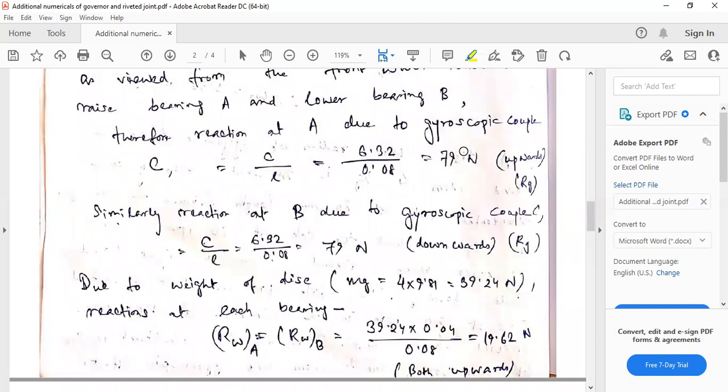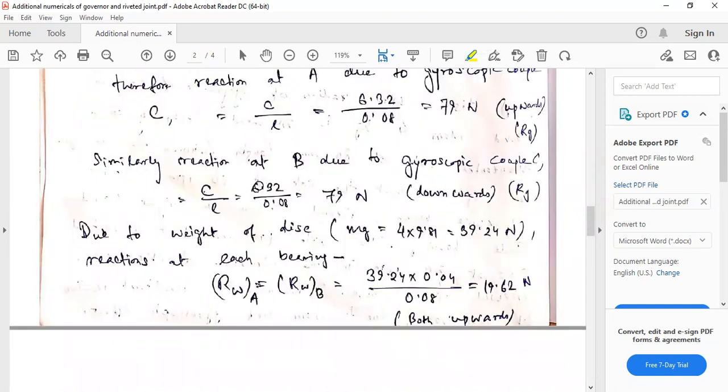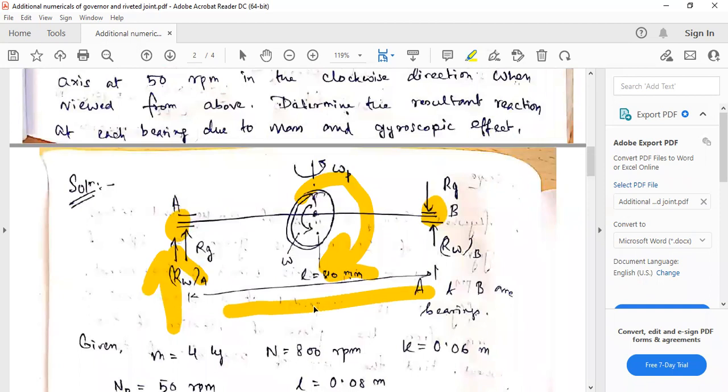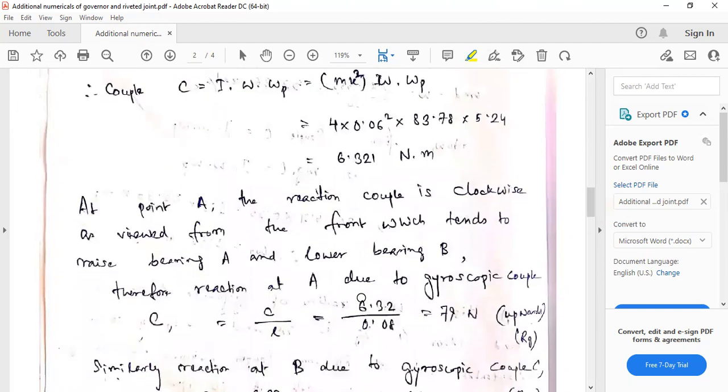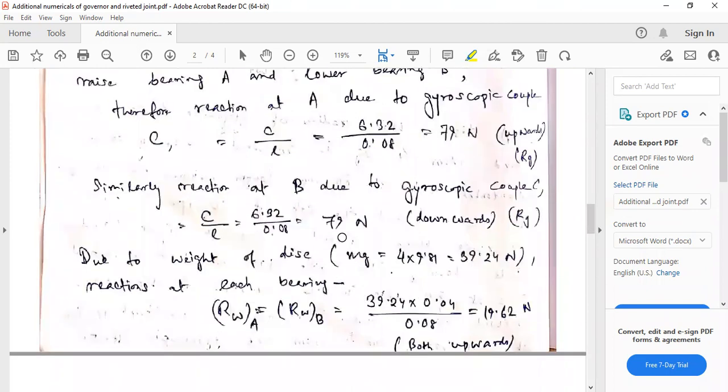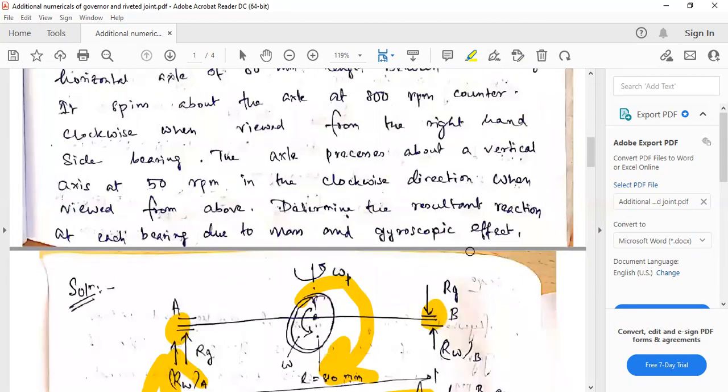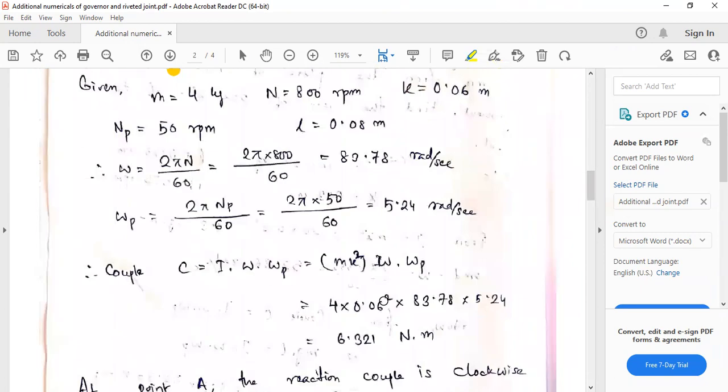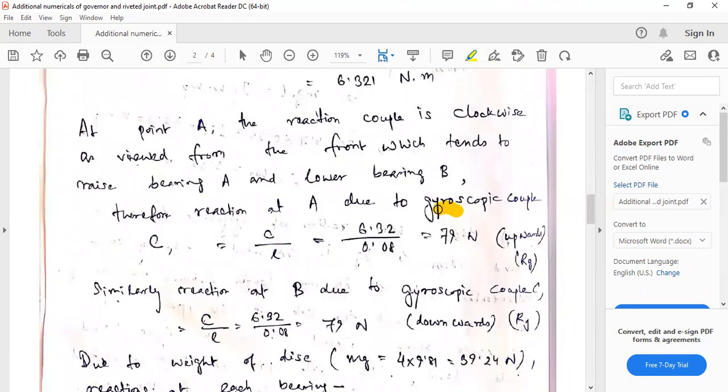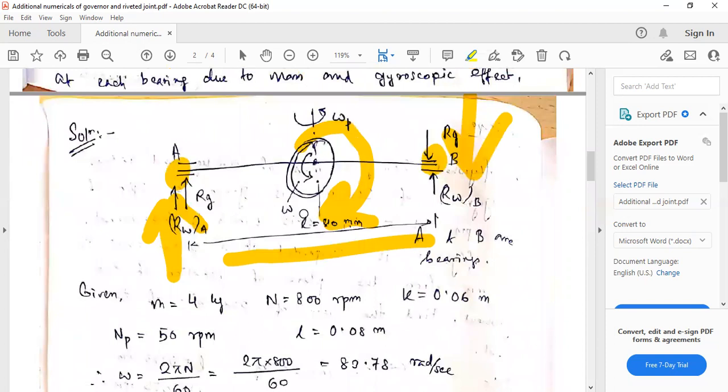Fine, this is 79. Now if you take moment at B, you will get the same value because the length is 80 mm. This couple moment divided by this length will give you the same value, 79. But in this case, this is downward, because you have seen this one was upward, right? So we have got the forces as 79 because of this gyroscopic couple. Here we have got this 79, here also we have got 79, but both are in opposite directions.